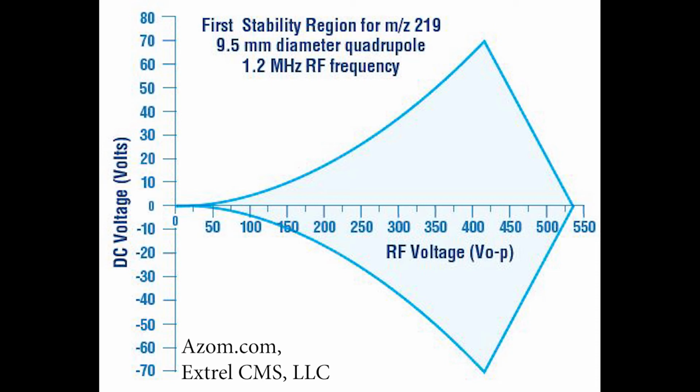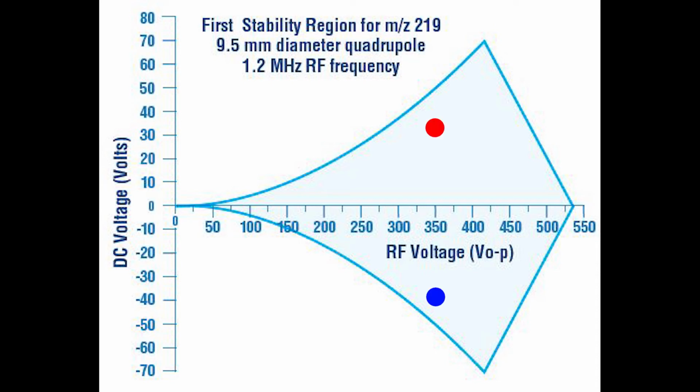Okay? So if you were in the shaded blue area, so this is mass to charge 219, if you are applying RF and DC that is inside the shaded blue area, then mass to charge 219 is stable and will successfully fly through the quadrupole and hit the detector. If you are outside of the blue shaded areas, then mass to charge 219 is unstable and will not make it through the quadrupole.